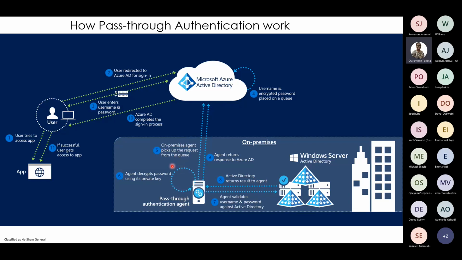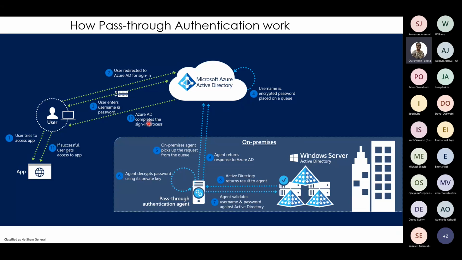So that agent picks up that request, decrypts the password using its own private key, and then validates that password against your on-premise Active Directory, which takes that result back to Azure AD. So that's when the user at the end of the day gets authenticated, and then you see a complete signing process here. So that's the way pass-through authentication works.